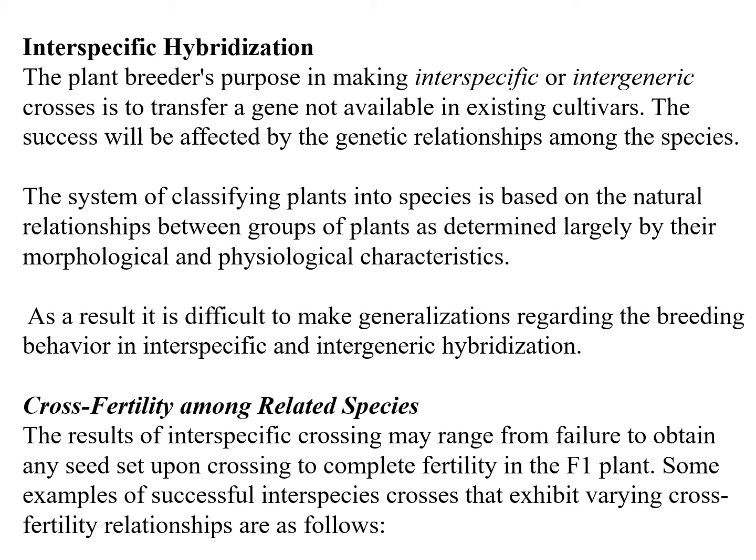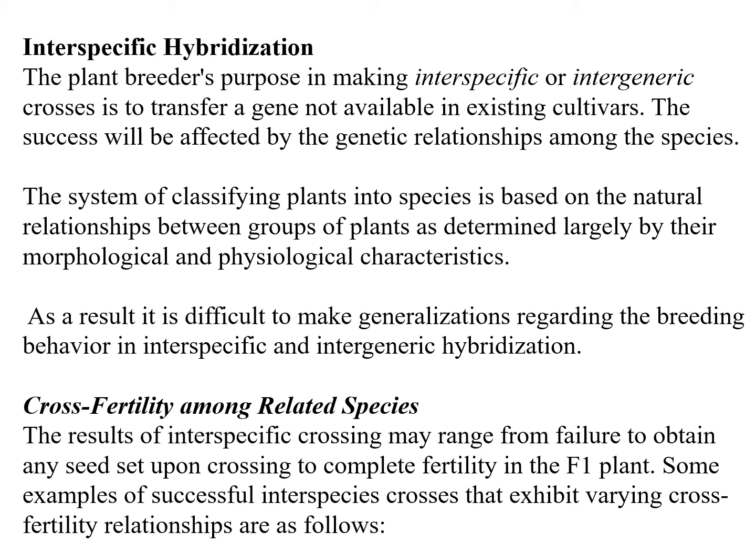Therefore, we have to make sure that the two species can cross with each other and they can produce good seeds. And this can be done easily if we study the morphology and the physiological characteristics of both species, and we make sure that these two species have a certain relationship and they can produce good amphiploid and F1 seeds that can survive and be a successful cross.